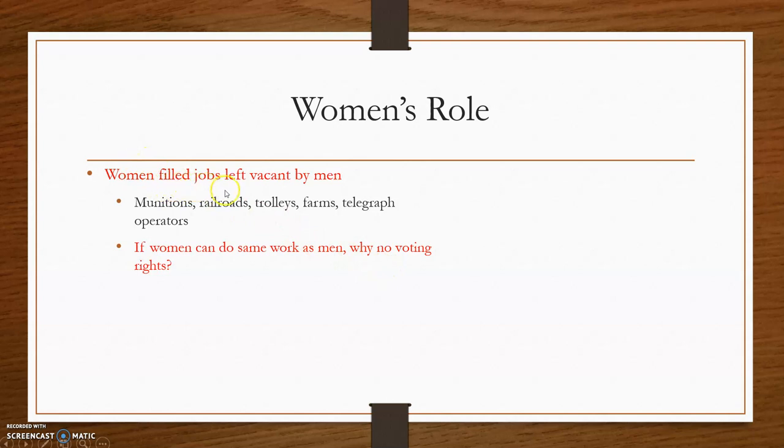Okay, so women's role in the United States changed during the war and after the war in that women filled jobs that were left vacant by men. We see this a lot of times whenever a large portion of the male population goes to war, women will fill the jobs necessary. So, munitions, meaning making ammunition for guns, railroads, trolleys, they're going to work on those. Some of them are going to be farmers, become telegraph operators.